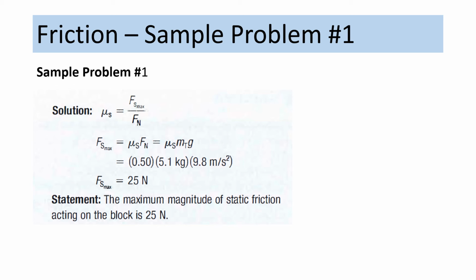Substituting in, we get 0.50 times 5.1 kilograms times 9.8 meters per second squared, which is 25 newtons. So the maximum magnitude of static friction acting on the block is 25 newtons.